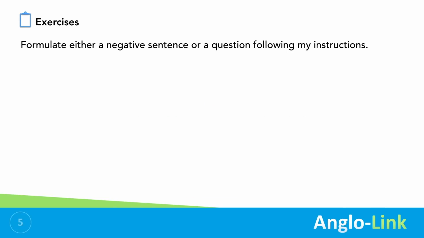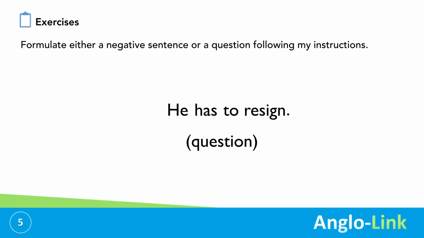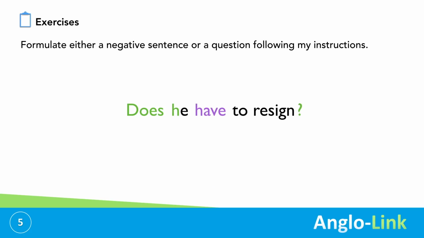Number 5. He has to resign. Let's have a question here. Which auxiliary are we going to use? Correct, it's does. Let's sort the rest of it out. Punctuation. Is that done? No. After does, no has. It has to be the base verb. Does he have to resign? Okay.